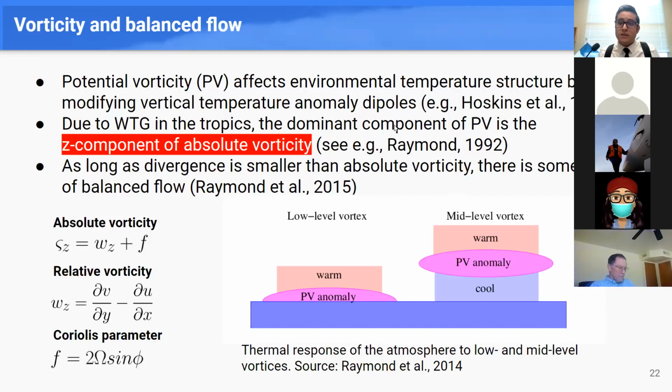But if there is a PV anomaly, or an absolute vorticity anomaly at mid levels, it creates warm over cool anomalies, which is what I told you is related to a very low instability index. So vorticity affects the instability, it affects the temperature dipole structure, which affects the instability index, which affects the saturation fraction.